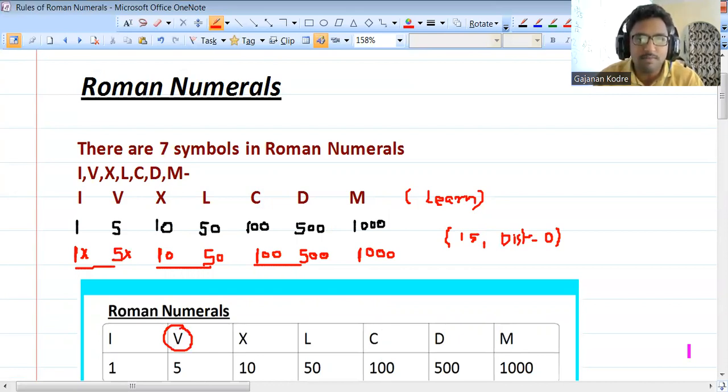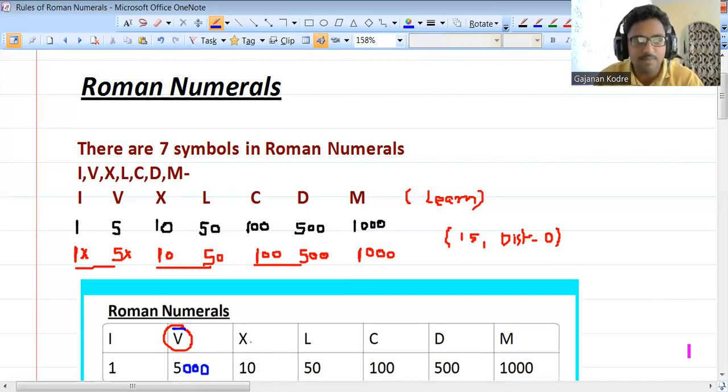just draw one line over here, one bar over this V. So this bar will give you 3 zeros. So you just have to put 3 zeros over here, and here V, that is 5, will turn to V bar, that is 5000. Same case with X.